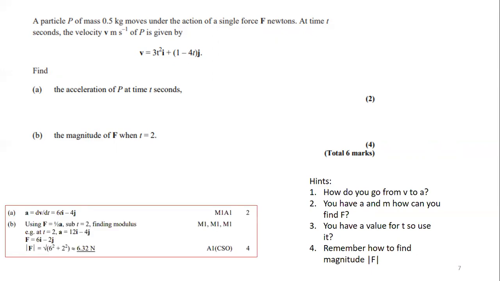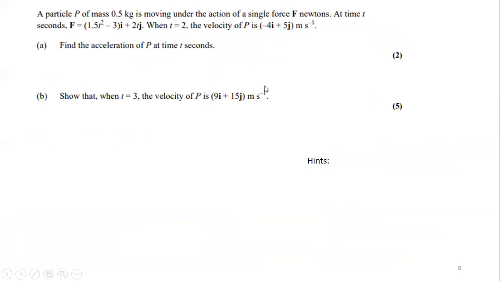And then answers on the board. So 6t minus 4 for part A, and then 6.32 for part B. Remember, you can leave this as a square root, but in mechanics, we tend to write stuff as 3 significant figures rather than exact form. Next one.